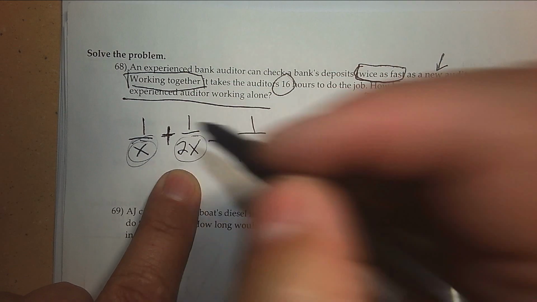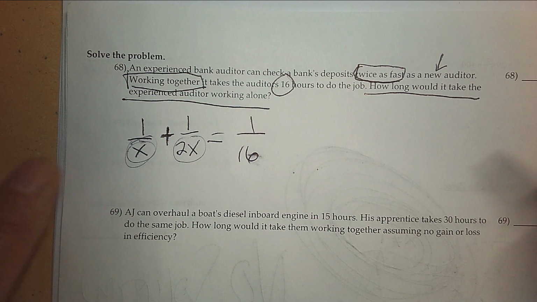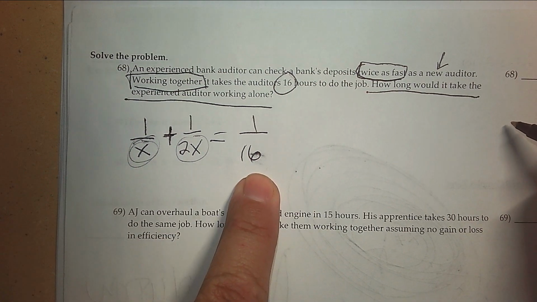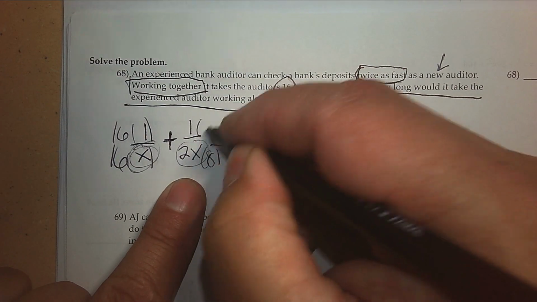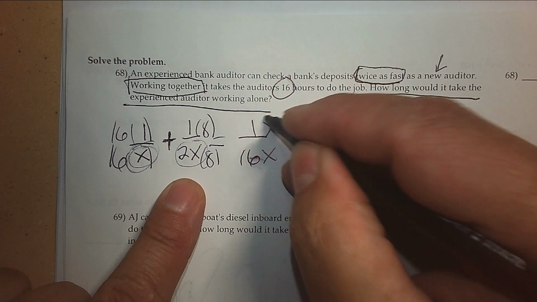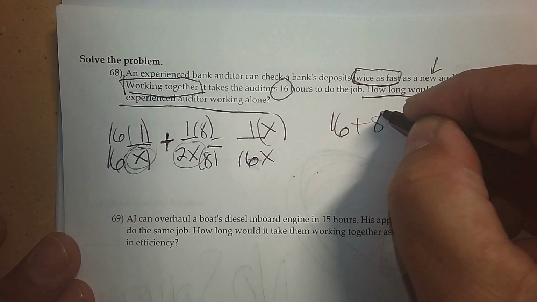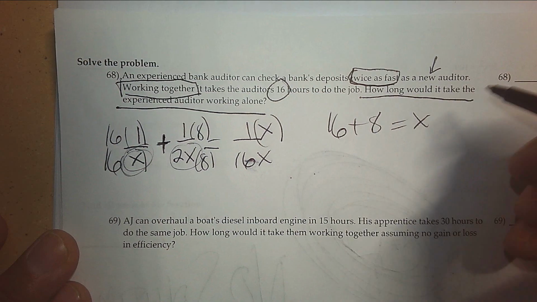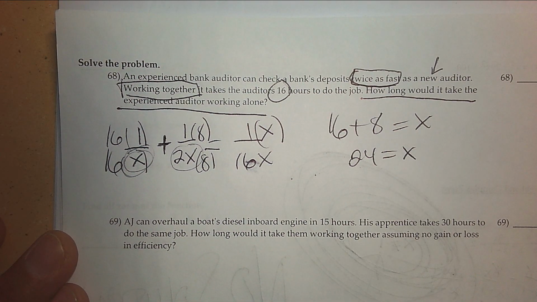All right, how do I solve this? Common denominators. I need to make the X into what number here? 16, top and bottom. The 2X needs an 8. And then the last one needs an... So we have 16 plus 8 equals X. What's a good sentence?